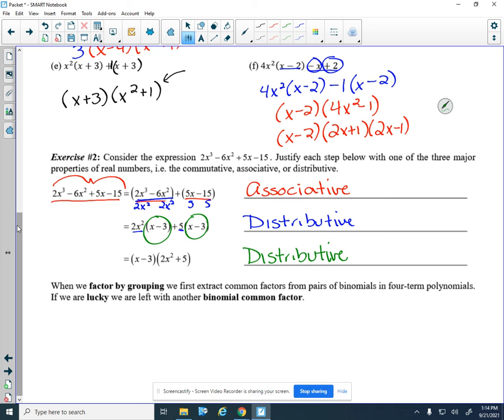So to summarize, when we factor by grouping, we first extract common factors from pairs of binomials in 4-term polynomials. If we are lucky, we are left with a common binomial factor, right? And we can take that out. So we're going to do practice on the next page, but that's the basic idea of the method.